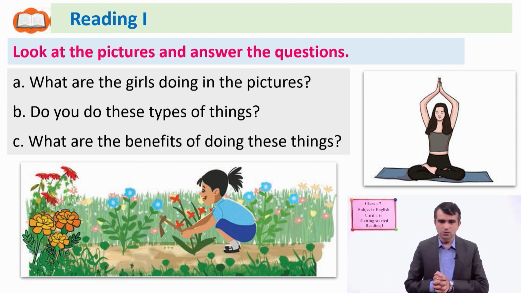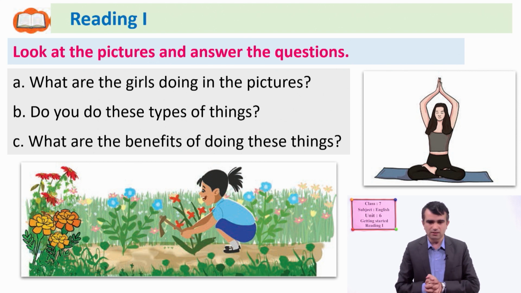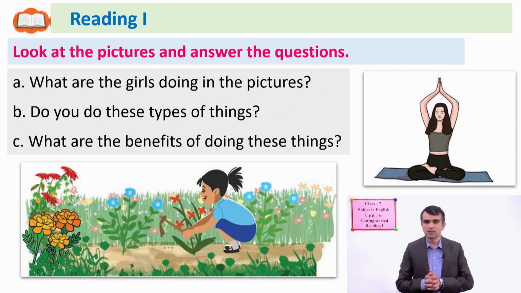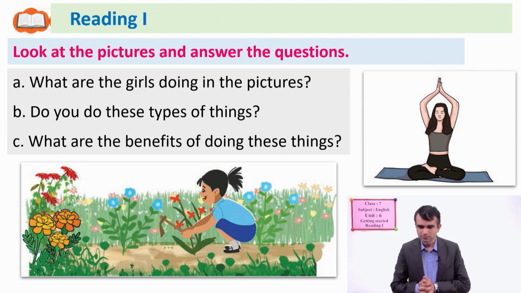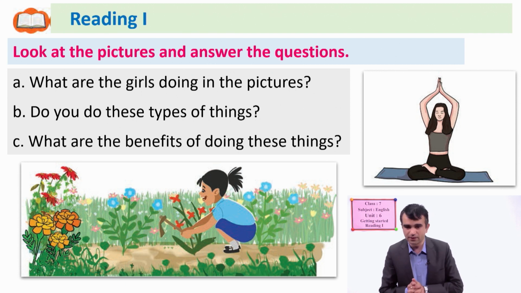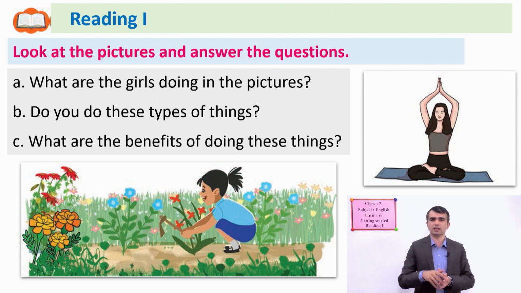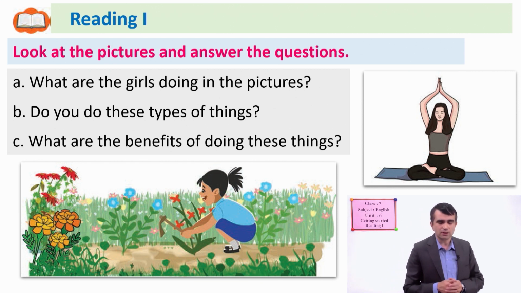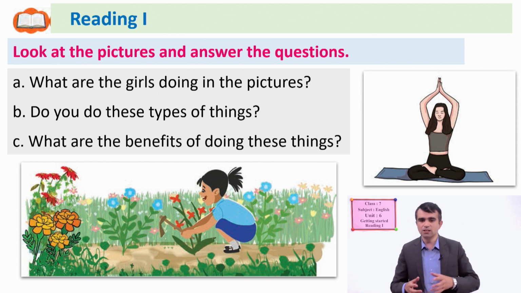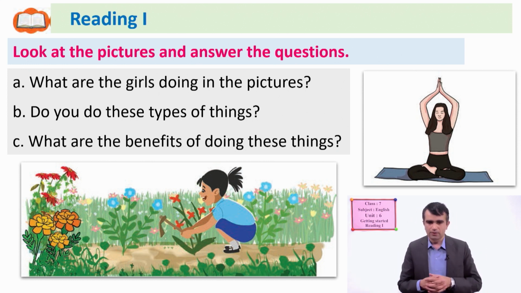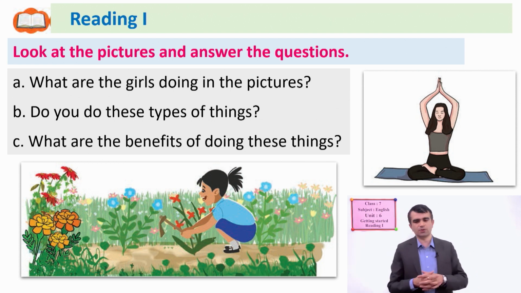Similarly, now second picture, please. What is the girl doing? She is working. Where is she working? In the garden. Very good. She is working in the garden. In other words you can also say she is gardening. Okay. Well, she is planting flowers. That is also okay. Good.